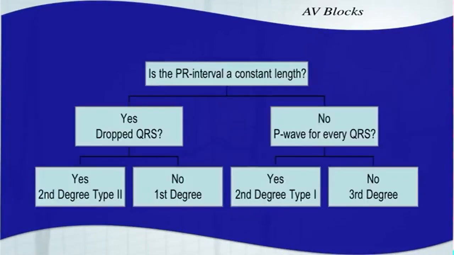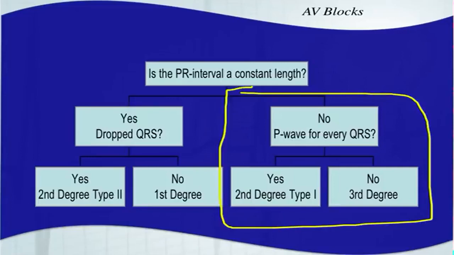So again, just want to review this. When you get over to this side here, there's a little bit more you have to look for. You have to look for that going, going, gone pattern, and look for the R to R regularity. If your R to R regularity is not staying consistent, it's going to be this one, because the third degree AV block is typically very regular.